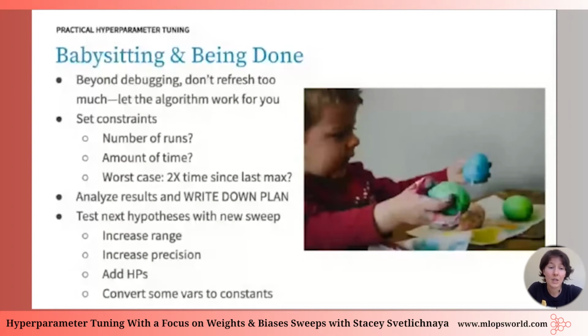And from there, you can increase the range of hyperparameter values that you're trying. Sometimes you can increase the precision if you'd like to find a better value between, say, 0.01 and 0.001 for learning rate. Add new hyperparameters, and of course, convert some variables to constants to expand the search space of your sweep. In some tools, you can also mark some of your best runs from one sweep to make sure that they're counted as points you've already visited in your future sweeps.